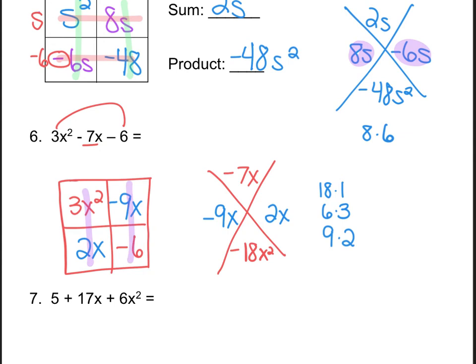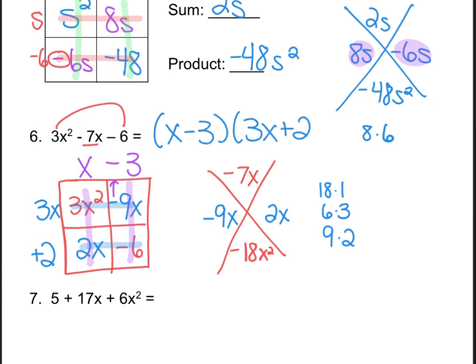So my columns, I have an x in common. Remember, I'm going to pull out that negative right there. I have a negative 3 in common there. And then I'm going to row factor. And that gives me a 3x squared and negative 9x. They actually have a 3x in common. And then 2x minus 6 have a positive 2 in common. I'm not going to pull out that negative. I already pulled it out on the top. So my factors are x minus 3 and 3x plus 2. So this is the answer that we're looking for.